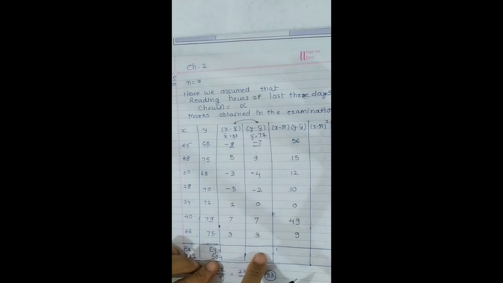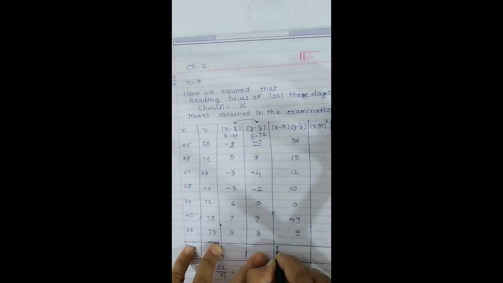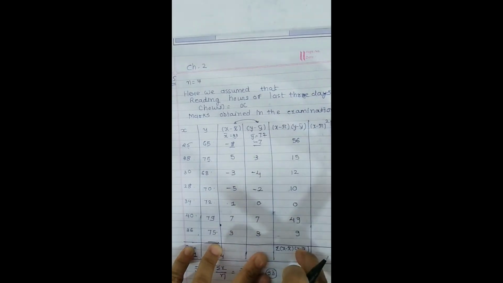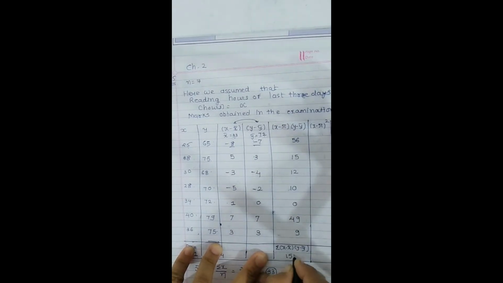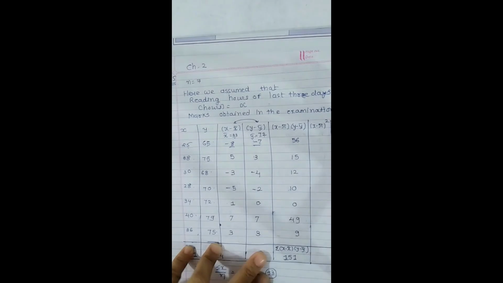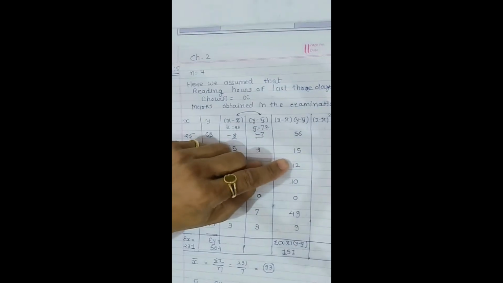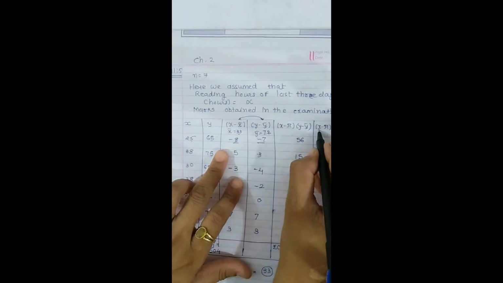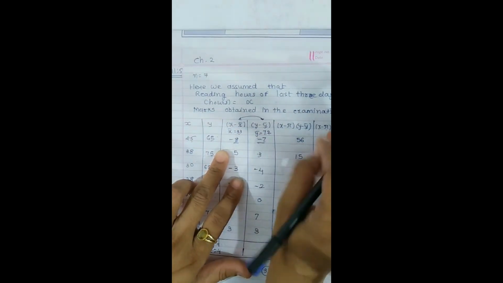Here we don't need the summation of x minus x bar and summation of y minus y bar in this formula, so we don't do it directly. Summation of x minus x bar times y minus y bar: you have to use your calculator and do it very carefully. I have already done it. 151. Okay, 56 plus 15 plus 12 plus 10 plus 0 plus 49 plus 9. Okay, clear?